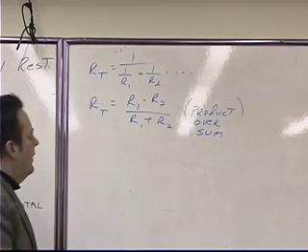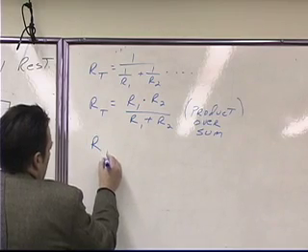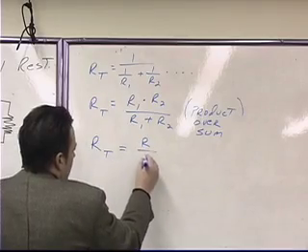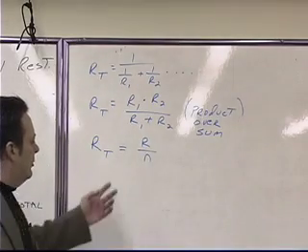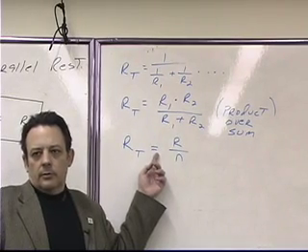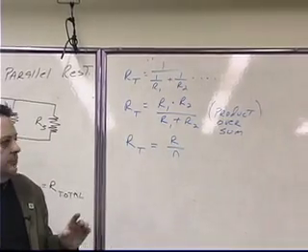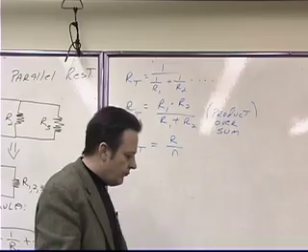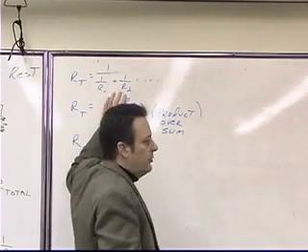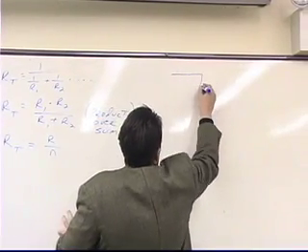And then the other special case is where RT is equal to R over N. Who can tell me what case that applies to? Right, if you have a bunch of parallel resistors and they're all the same value. So let's go ahead and test the first top two. Let's say that we had two resistors.